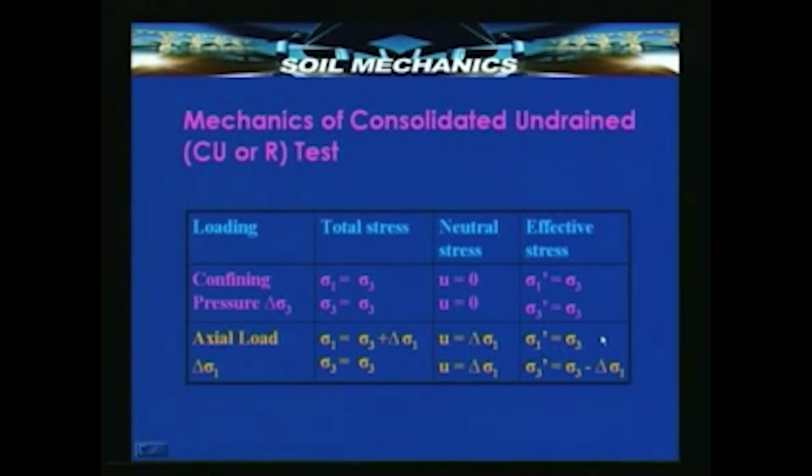But the effective stresses will be sigma 3 plus delta sigma 1 minus delta sigma 1, that is sigma 3, whereas sigma 3 dash will be sigma 3 minus delta sigma 1. Thus, the effective stresses are not equal to the applied stresses, but slightly less. And where do we use this kind of test?